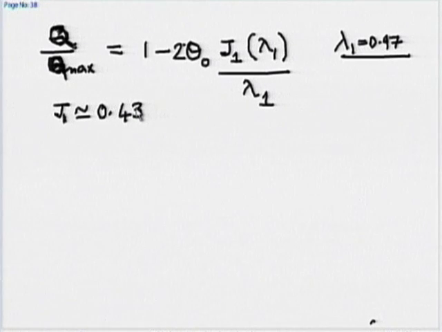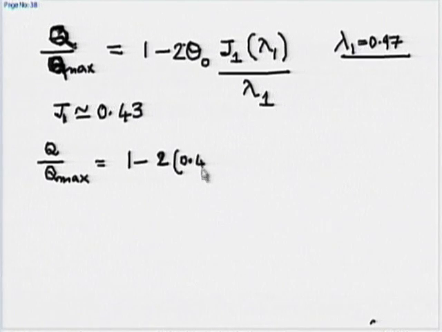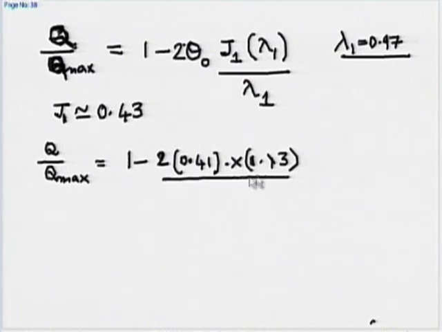So, now let us go ahead and calculate Q by Q maximum. Q by Q maximum equal to 1 minus 2 theta naught. We had just found theta naught a little while ago, 0.41, into 0.43 upon 0.97. So, what do I get? I am going to get this as 0.636.